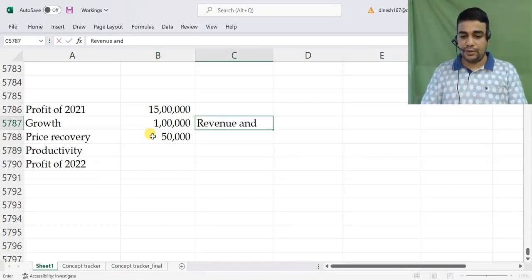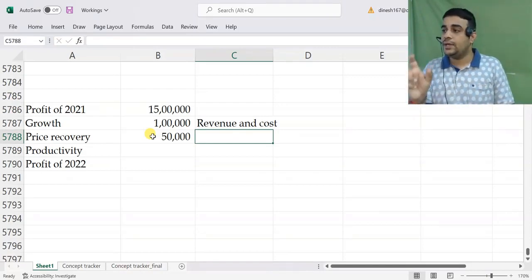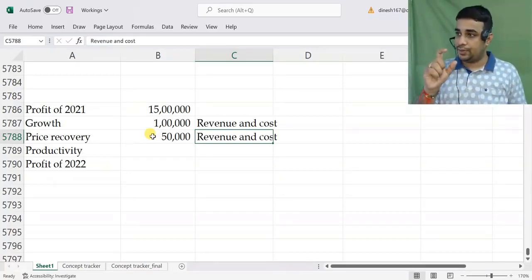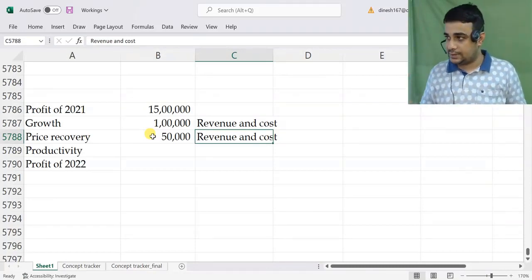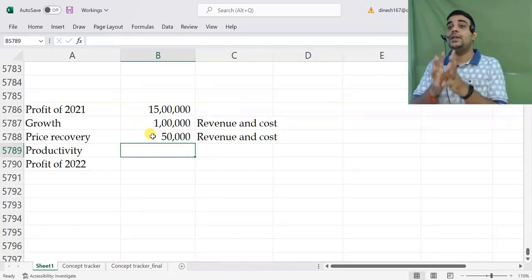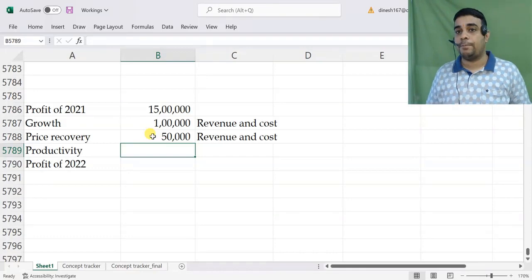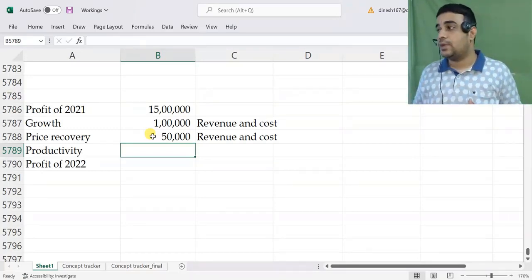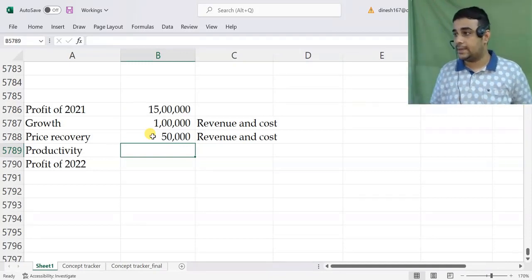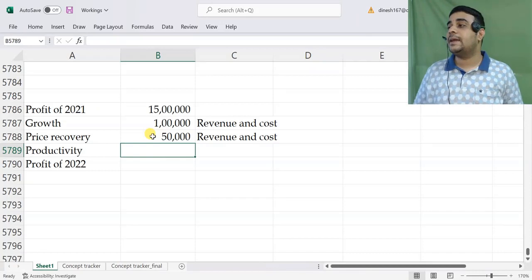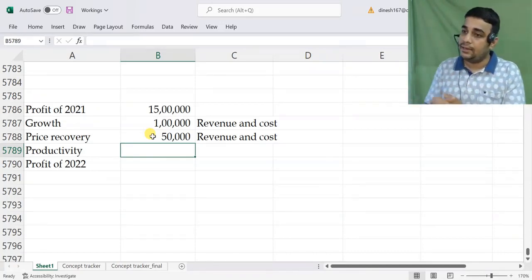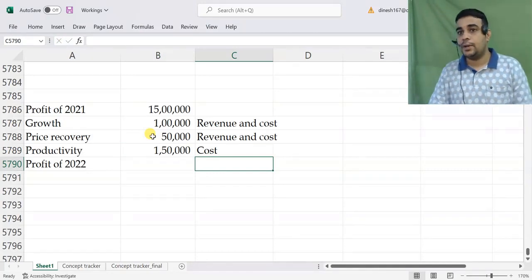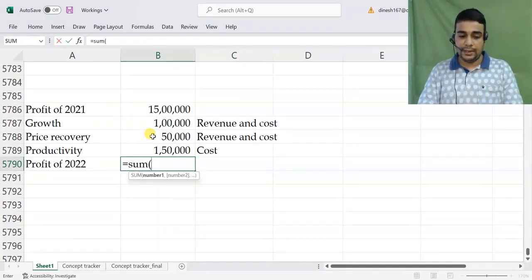This will have a revenue as well as a cost side. That is, your growth will have revenue increase due to growth, cost increase due to growth, and net increase. Similarly, price recovery will have revenue increase or decrease due to increased or lower prices, and cost increase or decrease due to increased or lower prices. Productivity is basically the utility of resources. How have you utilized your resources properly? In short, it is the gap between standard quantity and actual quantity, standard time and actual time for labor, standard time and actual time for variable overheads, and standard time and actual time for fixed overheads. So it is basically the gap between standard utilization and actual utilization. This is another 150,000. This will be only there for cost. This item will not be there for revenue, only for cost, and you'll end up getting the profit.